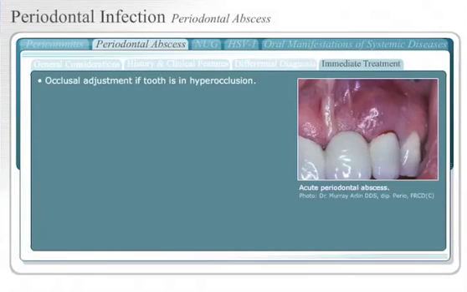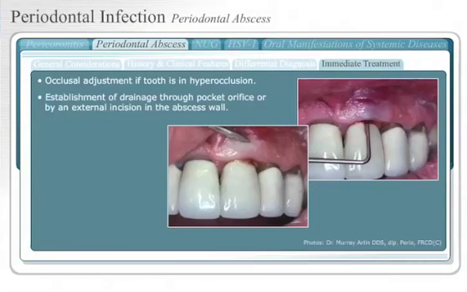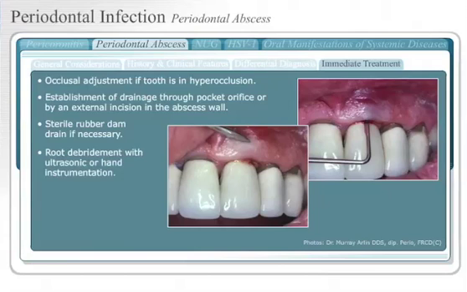The immediate treatment for a periodontal abscess involves the removal of irritating factors and establishing drainage. This may involve an occlusal adjustment if the tooth is in hyperocclusion. Drainage is established by trying to obtain drainage through the pocket orifice. A sterile rubber dam drain may be necessary. If insufficient drainage occurs, then an incision through the abscess wall should be performed. This can be followed by root debridement with ultrasonic or hand scaling. It is not necessary to prescribe antibiotics unless there are systemic manifestations, for example, lymphadenopathy, fever, malaise, or a complicating medical condition.